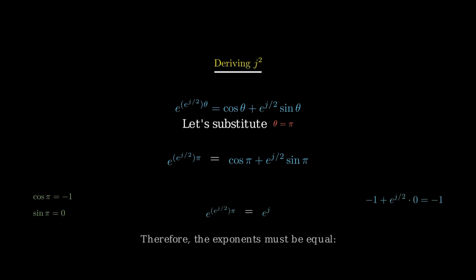Plugging in, we get e to the j over 2 times pi equals cos pi plus e to the j over 2 times sine pi. Since cos pi is -1 and sine pi is 0, this simplifies to -1, but our definition says e to the j equals -1. If we assume the exponential is 1 to 1, that means e to the j over 2 times pi must equal j.